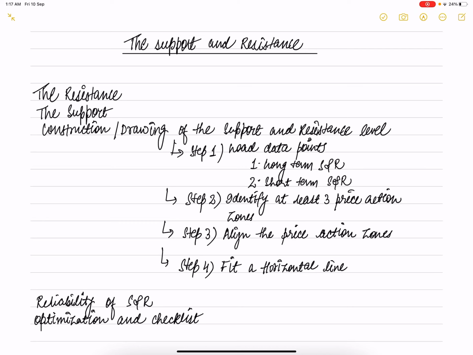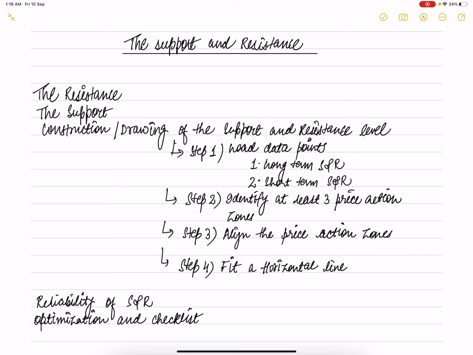In today's video, we'll see support and resistance. While discussing candlestick patterns, we learned about the entry and the stop loss point. However, the target price was not discussed. We'll discuss this in this chapter. The best way to identify the target price is to identify the support and the resistance point.